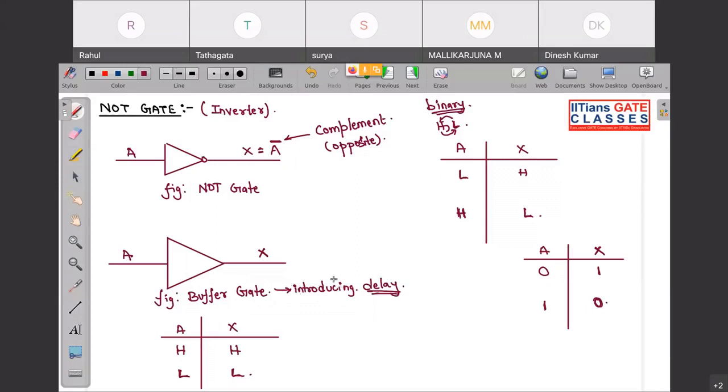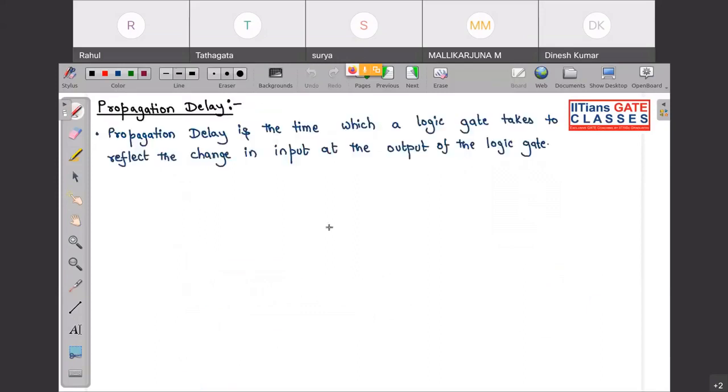Now let us see what is this delay. So delay, also known as propagation delay. So propagation delay is the time which a logic gate takes to reflect the change in input at the output of the logic gate. So this I have written. If you don't understand the statement, it's okay. Let me explain it to you.